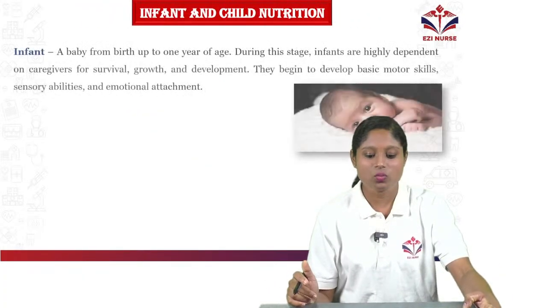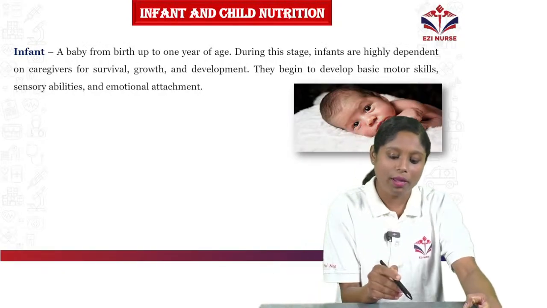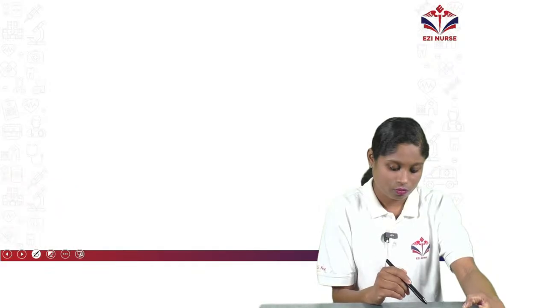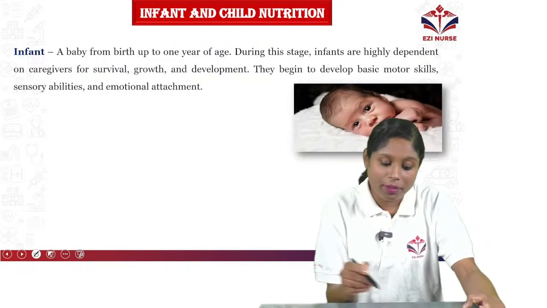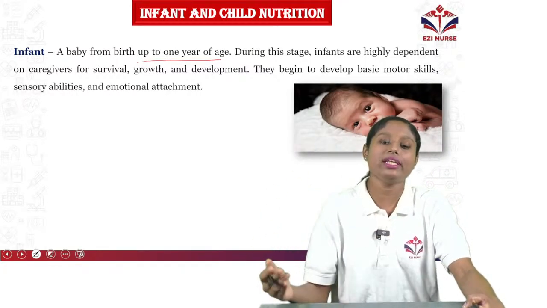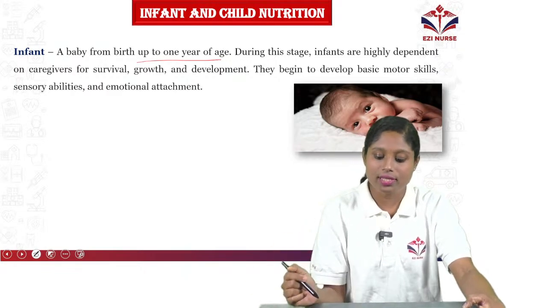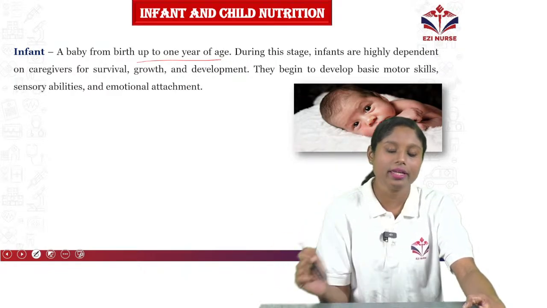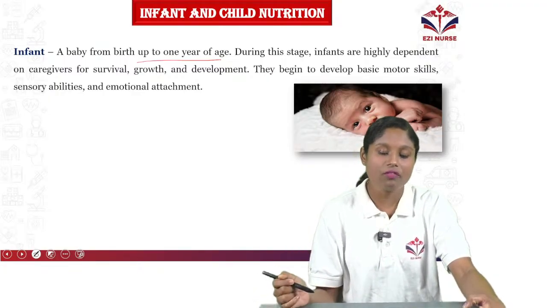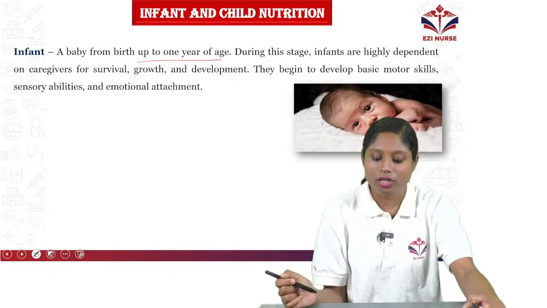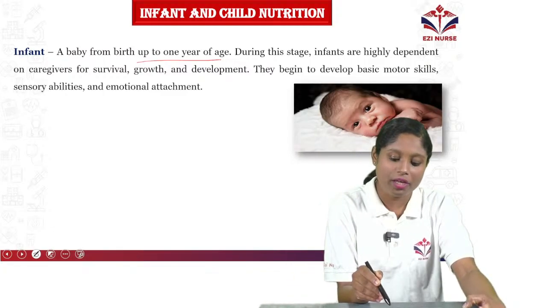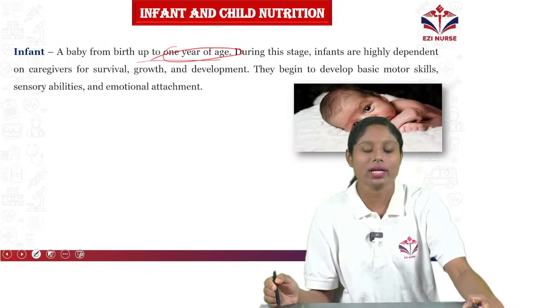We are going to discuss what is an infant. Who is an infant? A baby from birth up to 1 year of age. From the birth date to 1 year of age, the baby is called an infant. During this stage, infants are highly dependent on the caregiver for survival. Basically they depend on the mother for survival, growth and development. They begin to develop basic motor skills, sensory abilities and emotional attachment. So the period from birth to 1 year of age is known as infant.